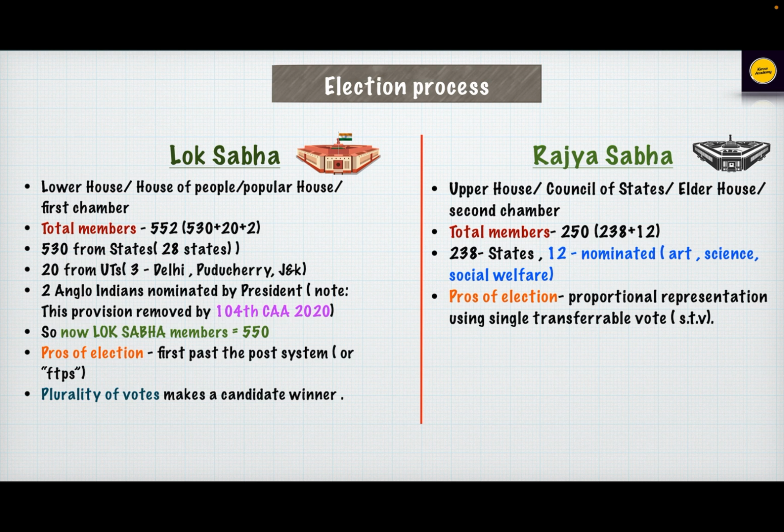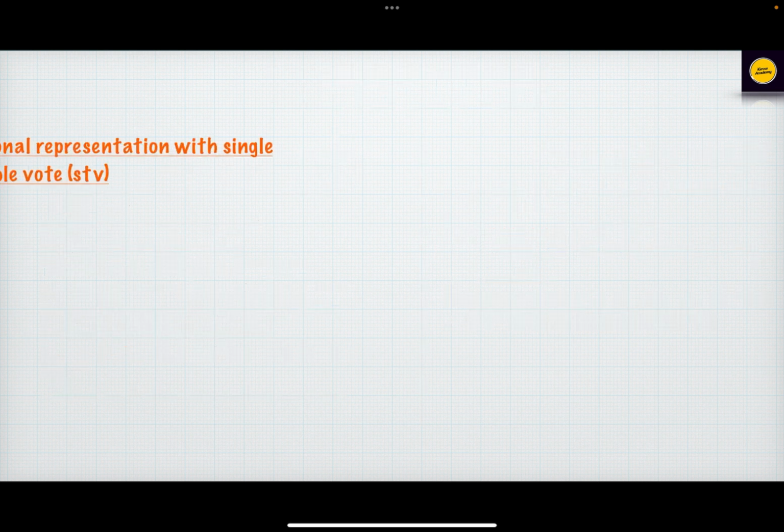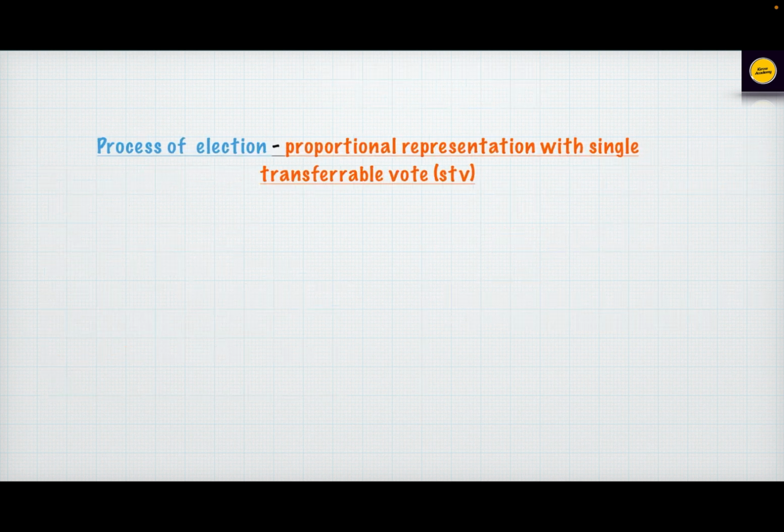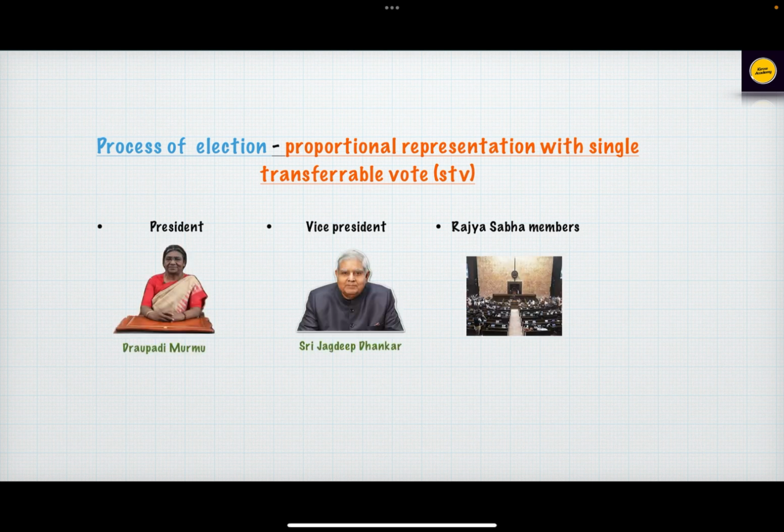The process involved in the election of Raj Sabha, which is most important here and which we are going to discuss in detail, is proportional representation using single transferable vote. In short, we say proportional representation STV. This process of election is used in the election of president, vice president, and Raj Sabha members. So the process of election involved in the election procedure of president, vice president, and Raj Sabha members is the proportional representation with single transferable vote.